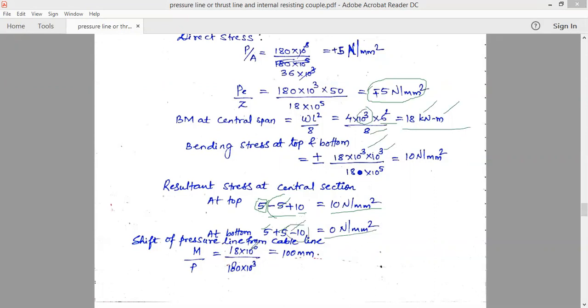So now we'll go for the calculation of the pressure line or the thrust line location. So M by P we will calculate, that is the lever arm we want to calculate now. So M by P is equal to 18 into 10 to the power 6, the moment we have already calculated, 18 kilonewton meter that we have written here, and P, that is 180 kilonewton. So we will be having the a value as 100 mm.